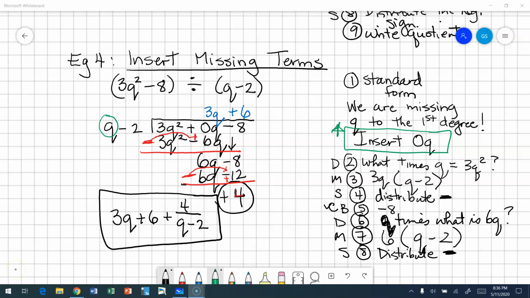So when we have missing terms, we are just going to insert that variable with the right power and use 0 as its coefficient as a placeholder in our standard form. And that's how you use long division, just like arithmetic long division, in algebra.